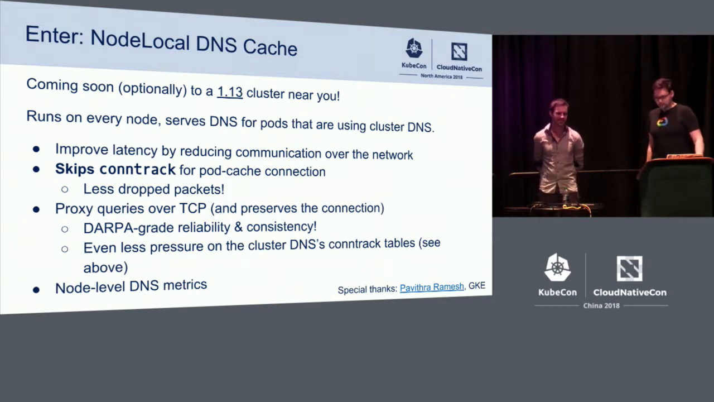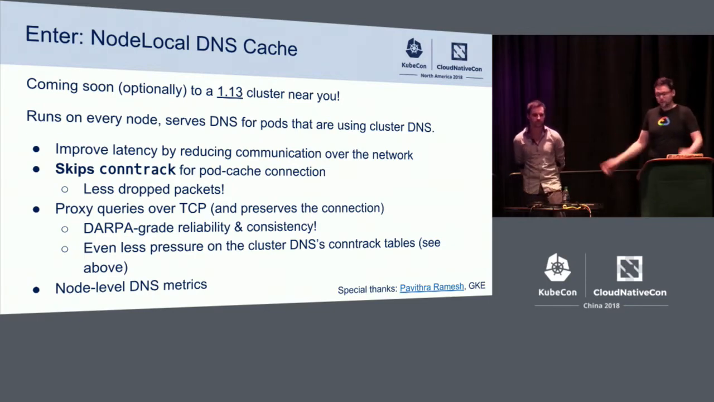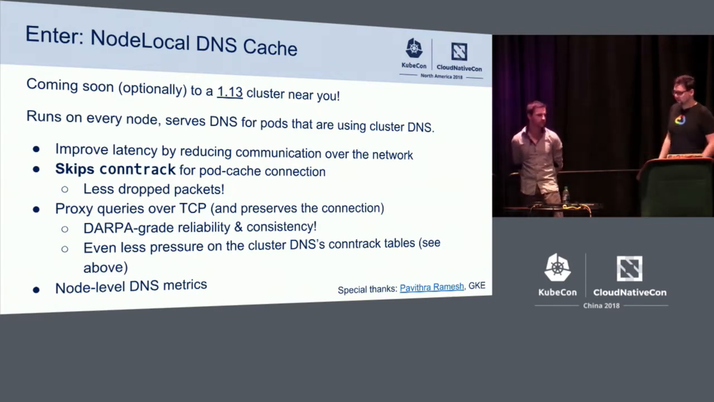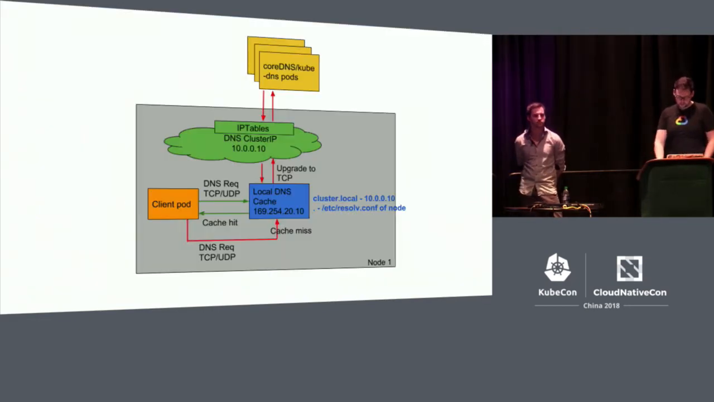By leveraging TCP, persisting the connection, and avoiding conntrack altogether for connections between pods on a node and the NodeLocal cache, pretty much all of these issues related to conntrack entries and packet losses are avoided or completely eliminated. And as a bonus, all of the other advantages associated with CoreDNS are available, including NodeLocal DNS metrics.